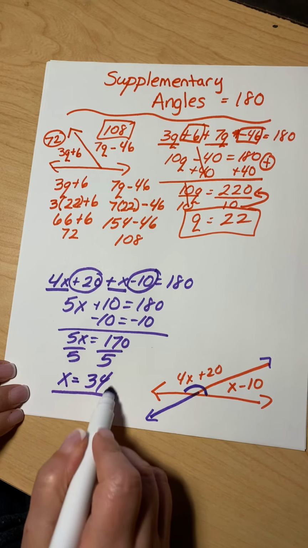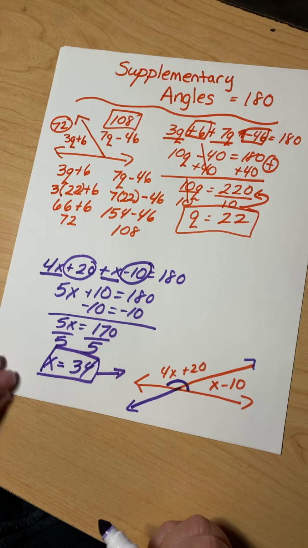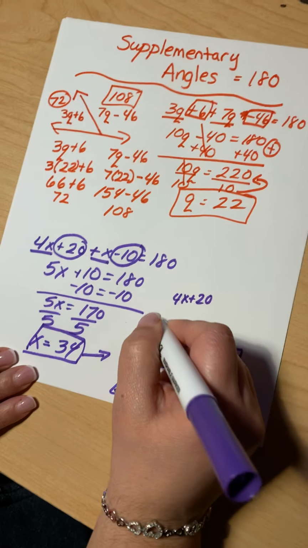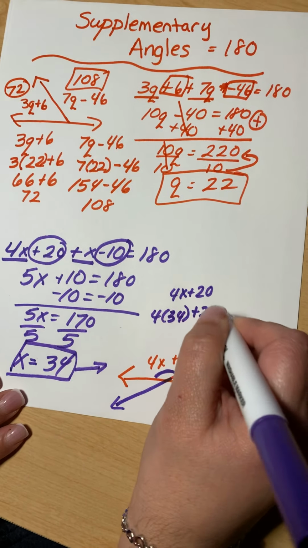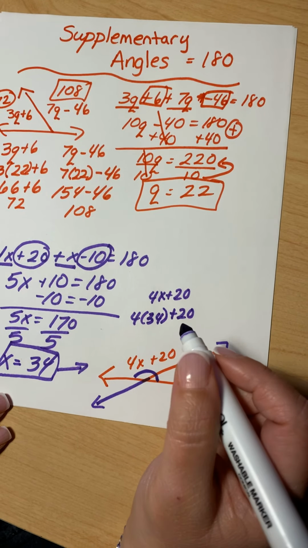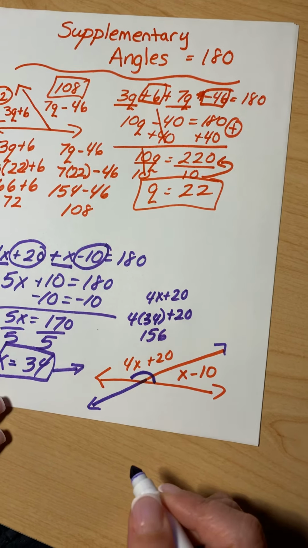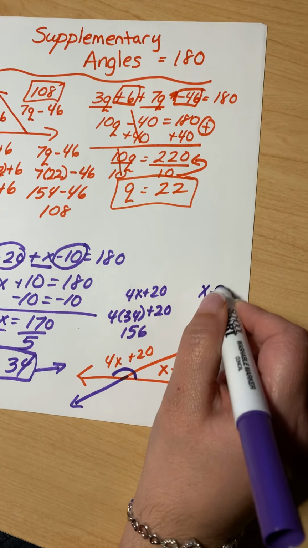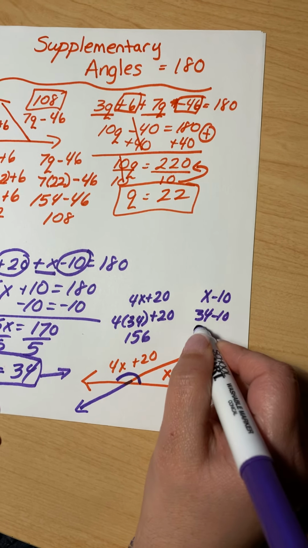We just found the value of x. Now we have to put x back inside the angles. So 4x plus 20. 4 times 34 plus 20 equals 156. Now I have to do x minus 10. Well, x minus 10, 34 minus 10, 24.